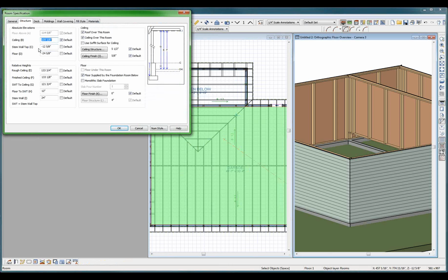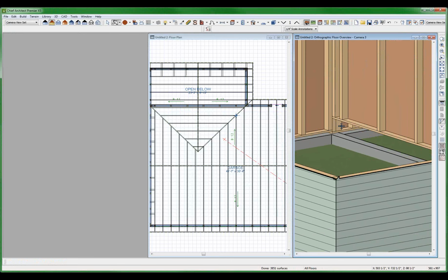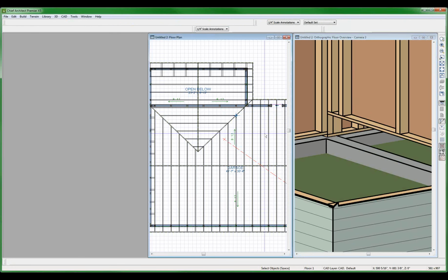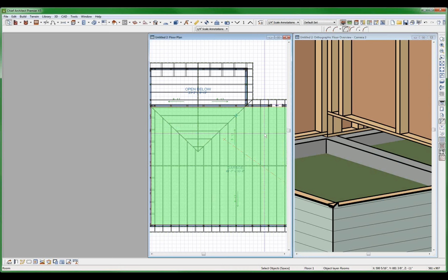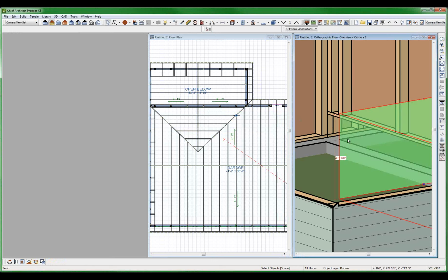Okay, what's the difference between the two of these? What is the difference? Notice this specification box. Stem wall top is at... I don't know why it's at that height. How about minus 11? It went up a little bit. Oh, Control Z. I don't even know what I did there. Okay, now it's all right.